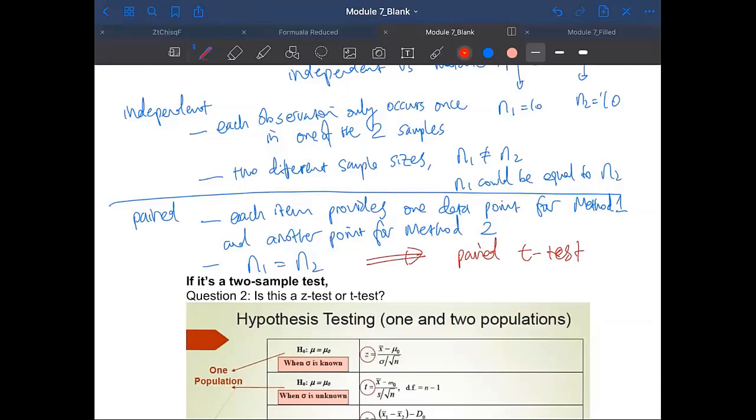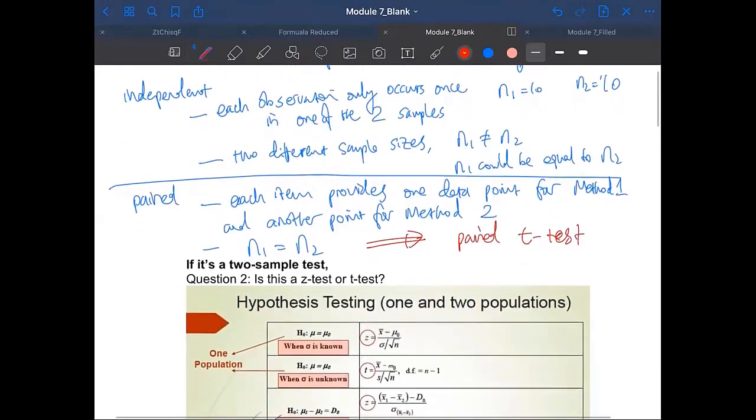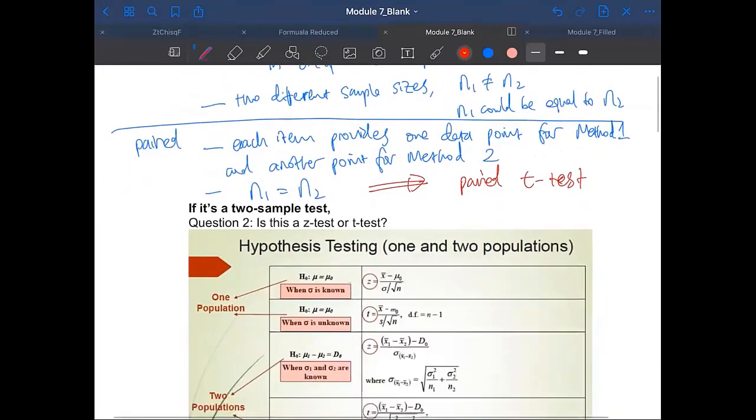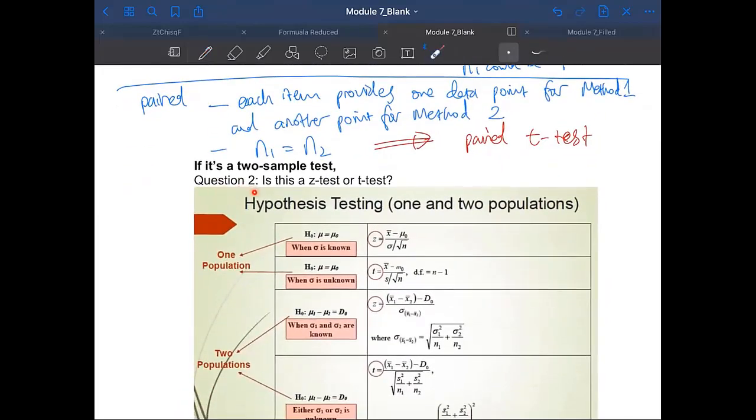The reason is that to differentiate a t-test versus a z-test, the key is to see whether the population standard deviation is given. In most cases, the population standard deviation is not given because you have to go out there and collect a sample. You can easily calculate the sample information, including the sample standard deviation, because you only have the sample standard deviation. So that's going to be a t-test. It's going to be a paired t-test. Now, if it's a 2 sample test or independent test, the second question we have to ask ourselves is: is this a z-test or a t-test? Is it going to be a 2 sample z-test or a 2 sample t-test?